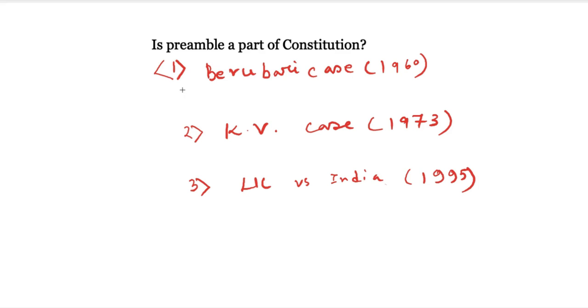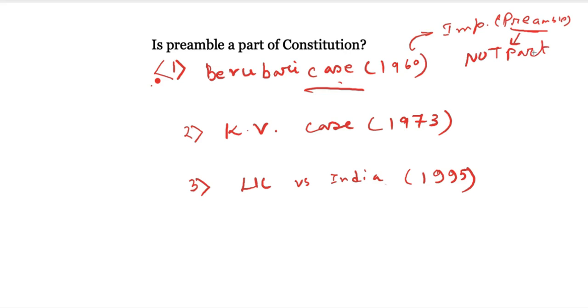In the Berubari case, the Supreme Court said that the Preamble is important, and if there is a difficulty in interpreting between two articles, then the Preamble can be used to interpret that article. So it is very important, but it is not a part of the Constitution. If it is not a part, there is no question of amendment.